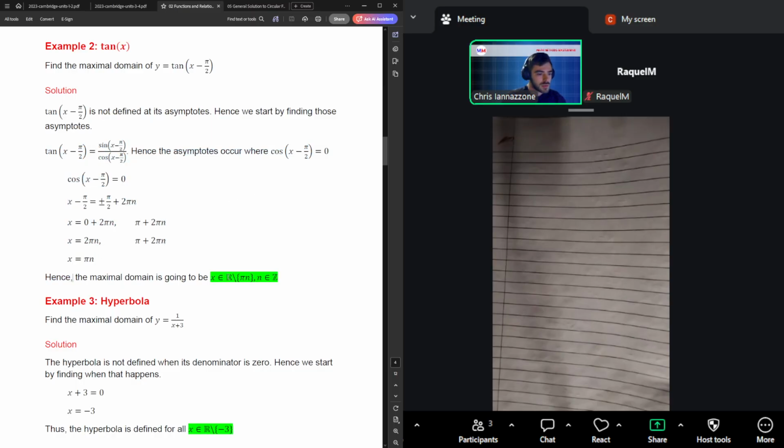So therefore, when we give our maximal domain, we say everything but what we ended up with. So if x equals pi n gives us all the asymptotes, then all real excluding pi n should therefore be the maximal domain.